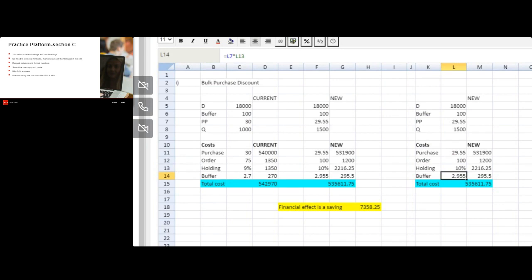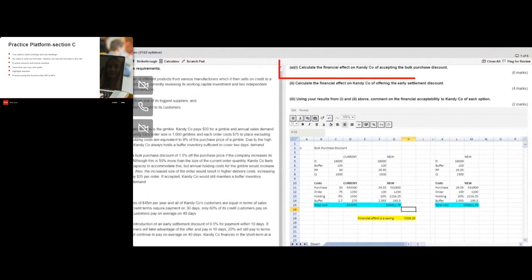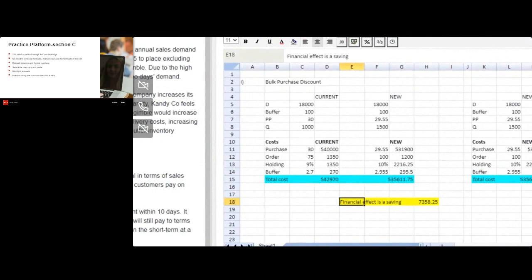That was so much quicker than retyping the formulas. Also, I'd like you to highlight key figures so the marker is clear on the calculations you've made. And again, clearly label the total cost of the current policy and the total cost of the new policy. And then reread the question to check you've answered it correctly. It says calculate the financial effect of accepting the bulk purchase discount. So therefore the financial effect needs to be pulled out and that needs to be highlighted too. And it's a saving because the current cost is higher than the new cost.